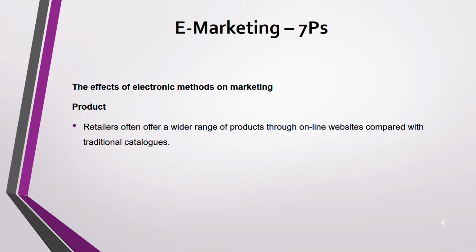Okay, on product. Retailers offer a wider range of products. Before, in a store, you could not offer a wider range of products. It would be limited. Some stocks would not be there, some stocks would be too much, and customers would not be demanding them. But through online websites, you can offer a wide range of products, which was not possible in traditional catalogs. So that is a positive impact on the product when you are talking in terms of e-marketing.